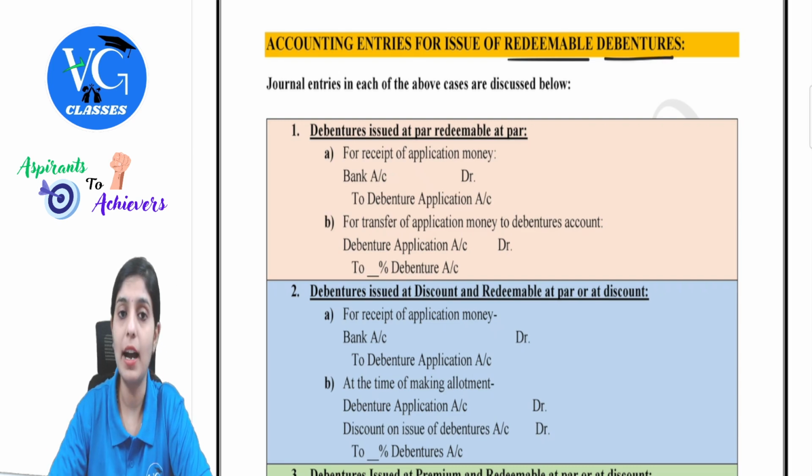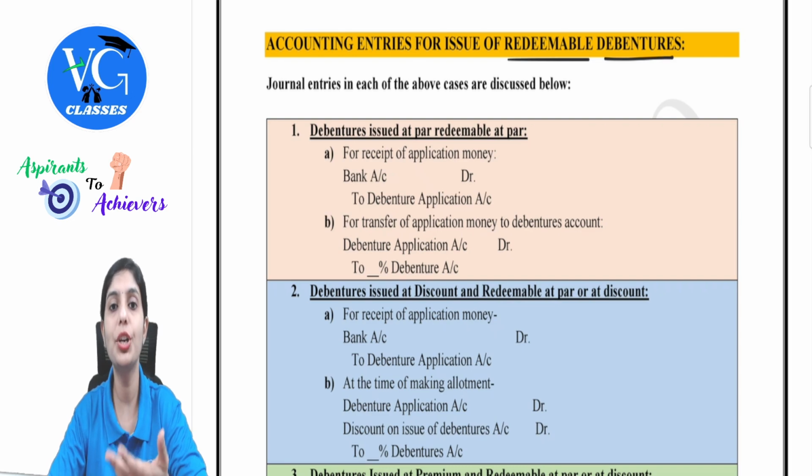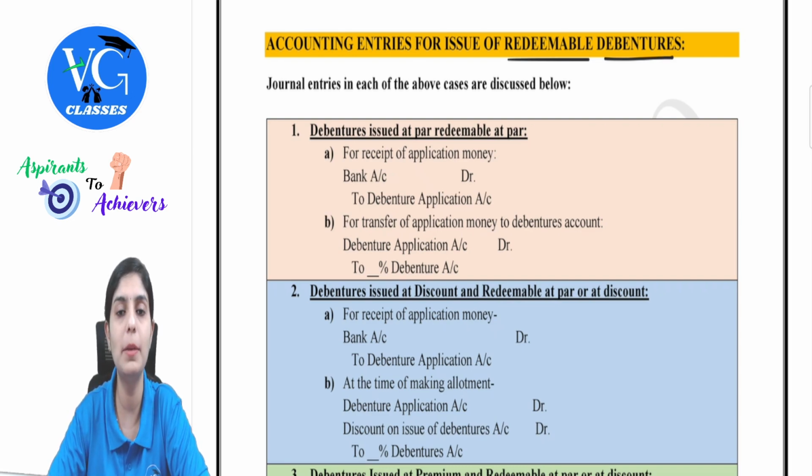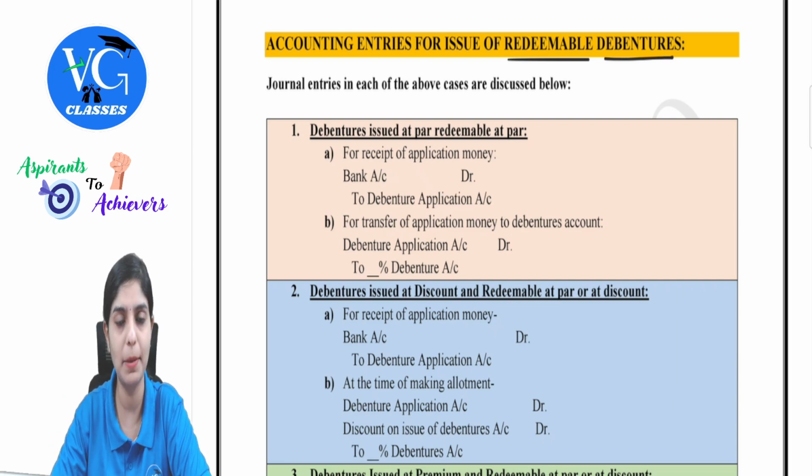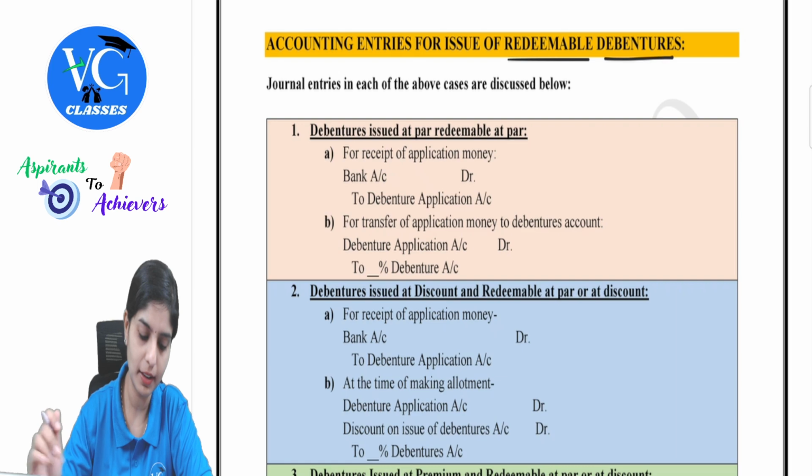So, what could be the accounting entries we will have to record? See, in practical life, the majority of the issue of debentures would be redeemable in nature. Because as I told you initially, this is in the nature of a liability. Anyway, we will have to repay. So that is nothing but the redeemable concept.